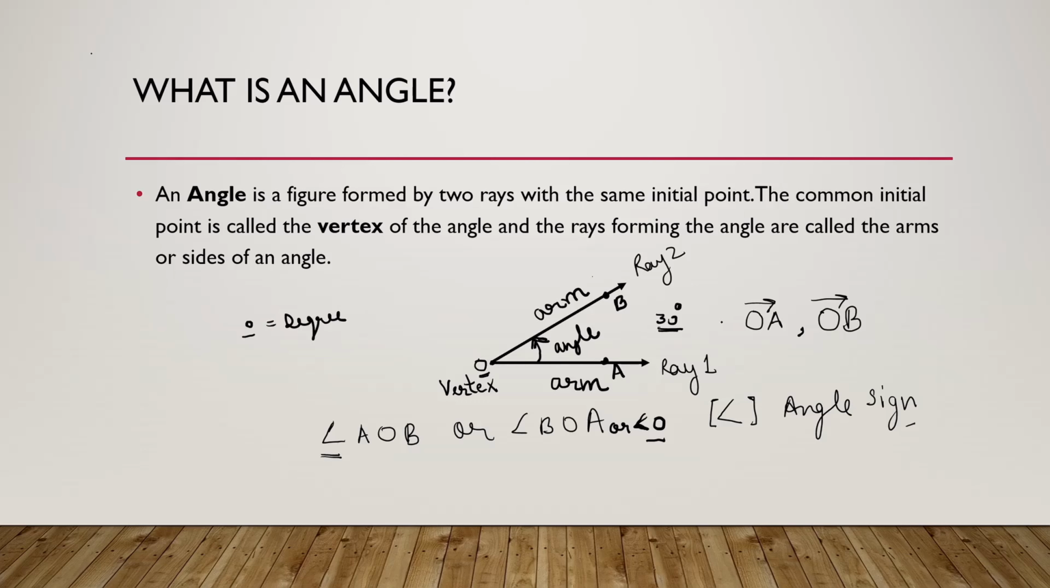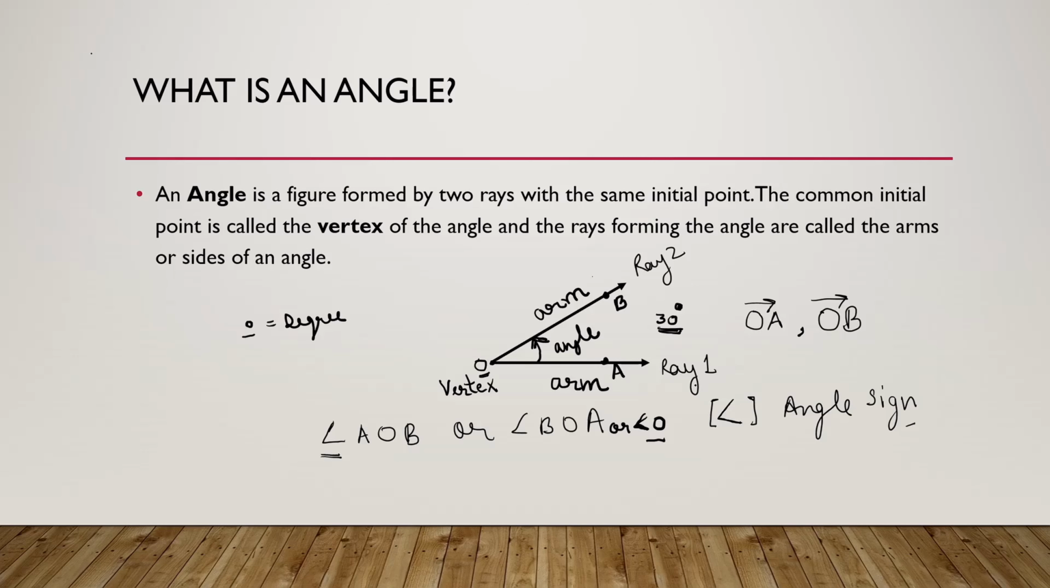Suppose the angle is 30 degrees, so we write a small circle on top, which is called 30 degree. The symbol we use to represent the angle is this half triangle. And OA and OB are the sides or arms of an angle. And the point O, which is the same initial point for both the rays, is called the vertex of the angle. I hope it clears to you.